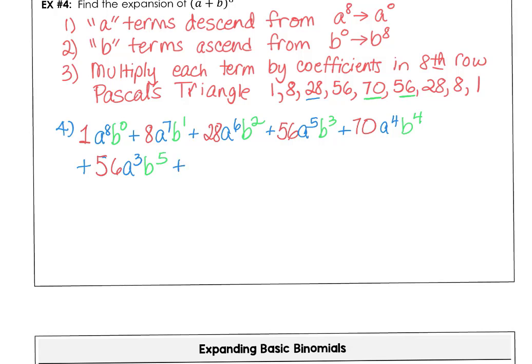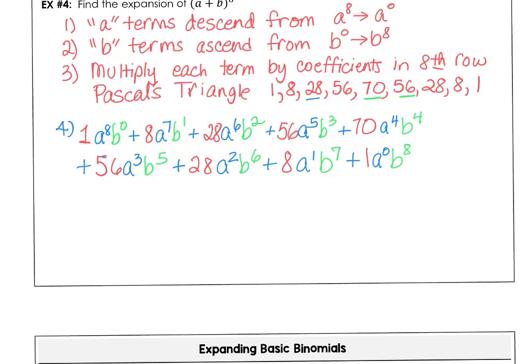And then our last few terms, 28, a to the 2nd, b to the 6th, 8, a to the 1st. I said b to the 6th and I wrote b to the 8th. Let's go back and fix that. B to the 6th, so b to the 7th. And our last term is coefficient 1 with a to the 0 and b to the 8.